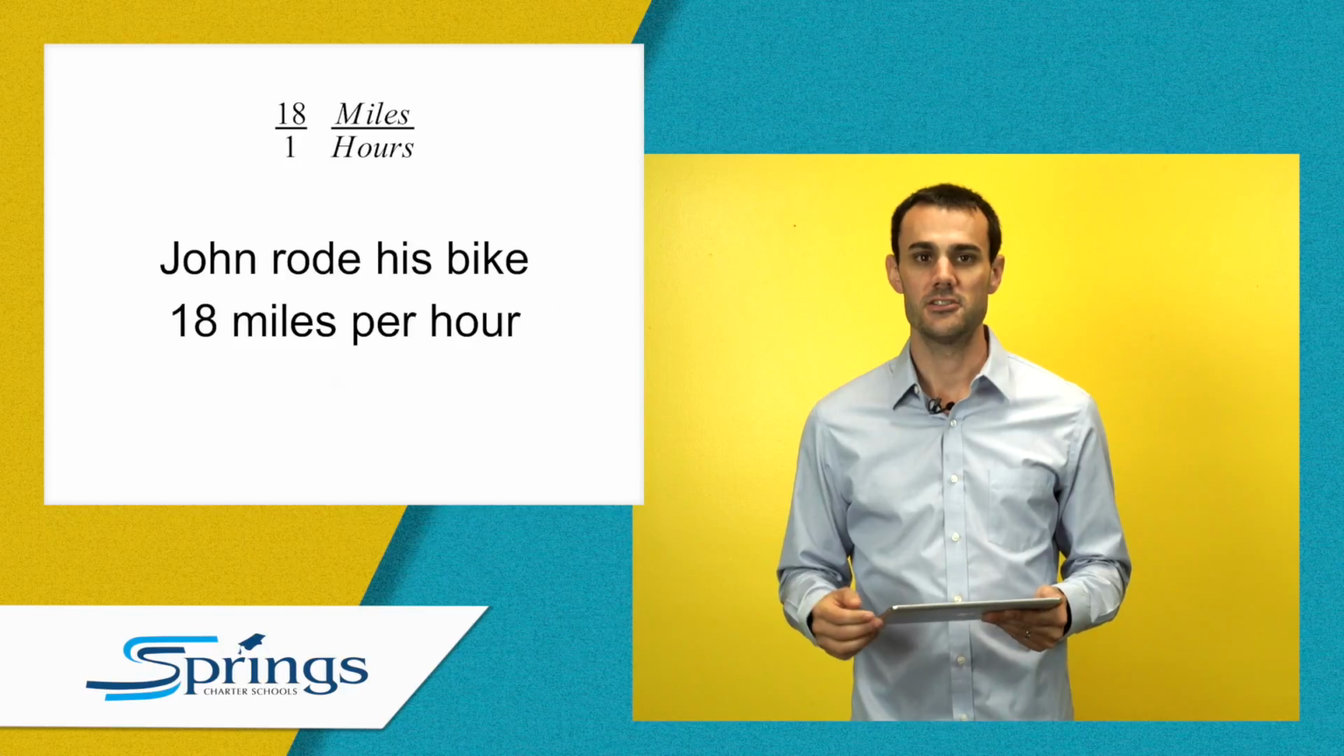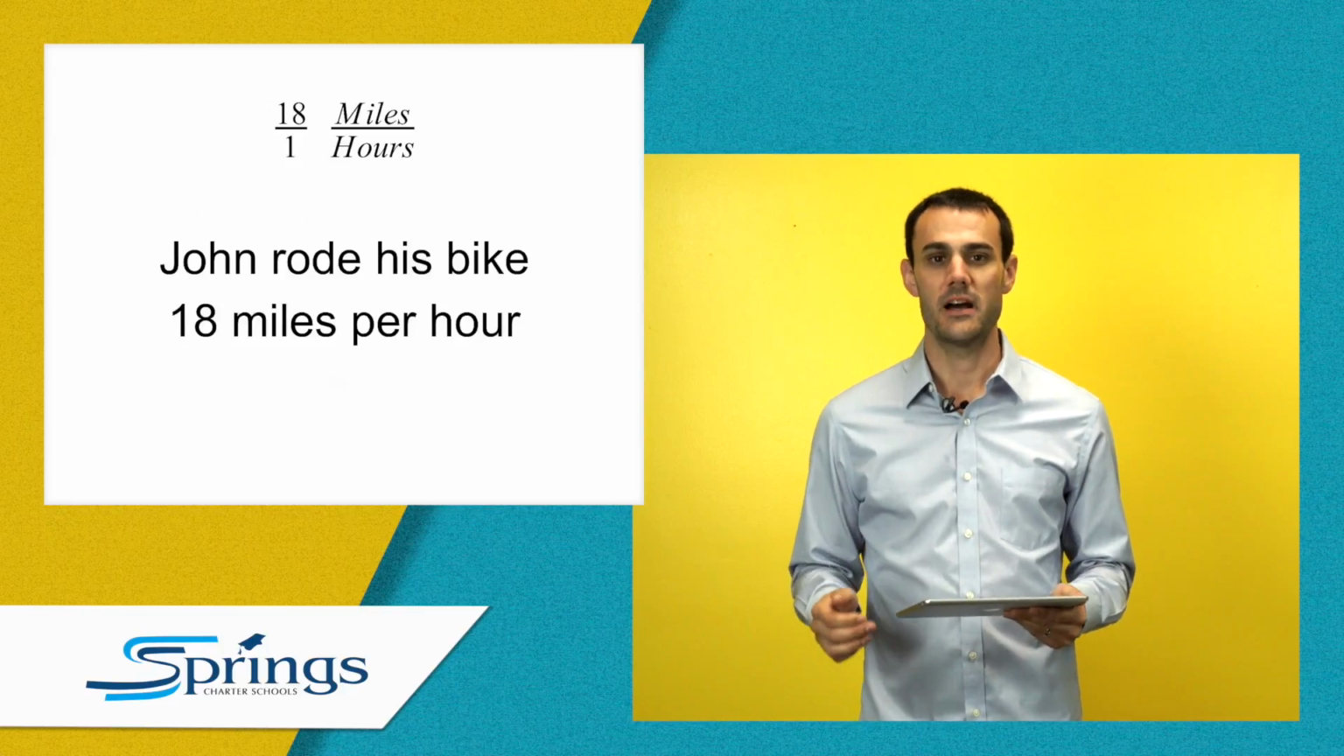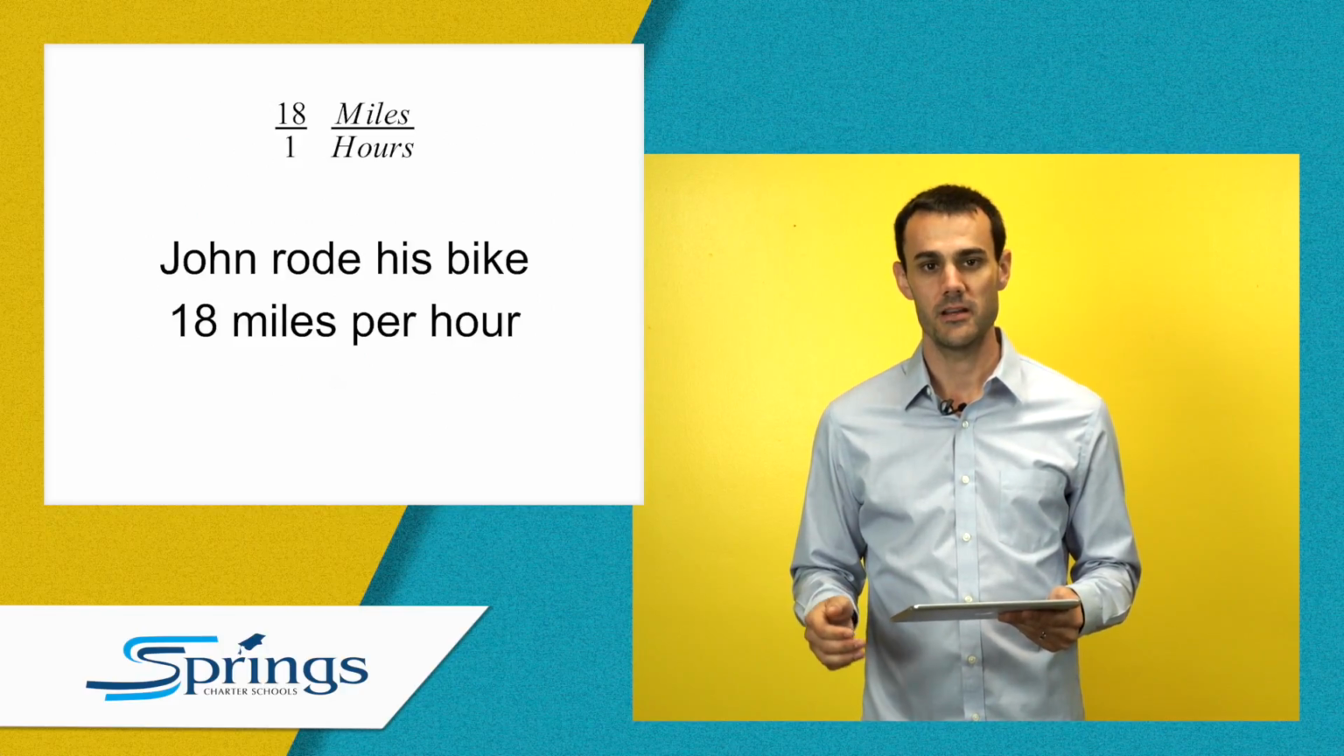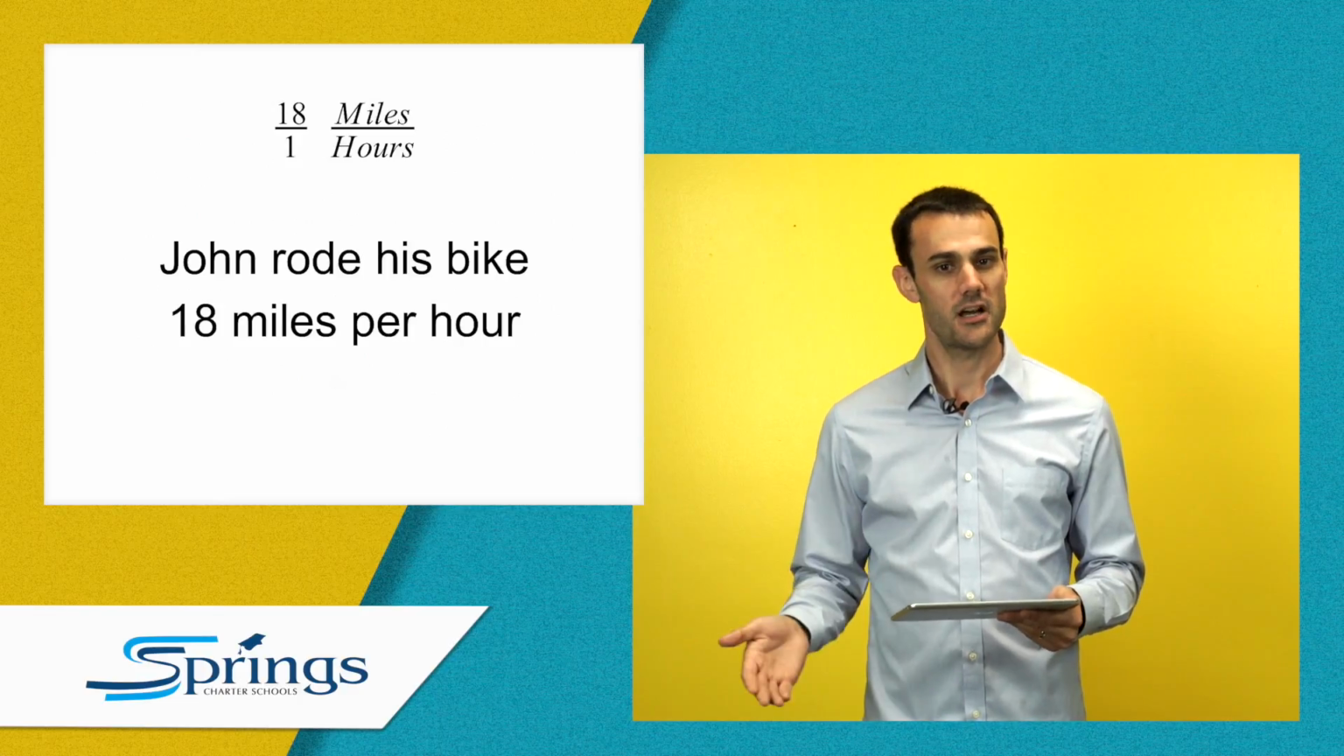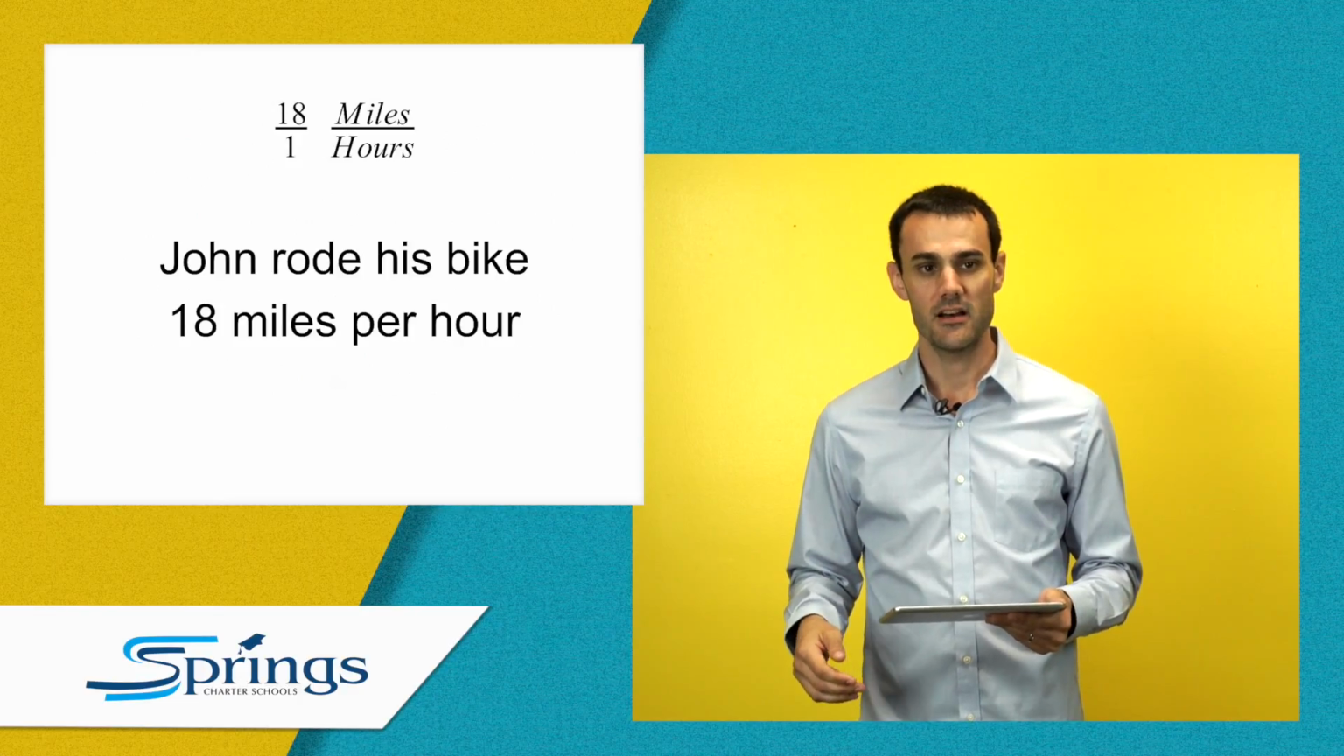So we can see here that John rides his bike at 18 miles per hour. Or we could say it in this way: for every 1 hour John rides, he rides the distance of 18 miles.